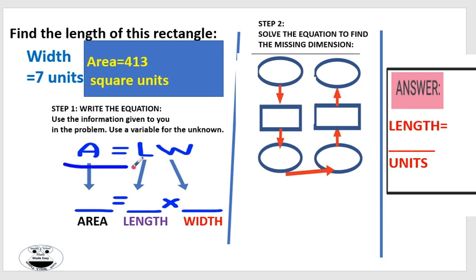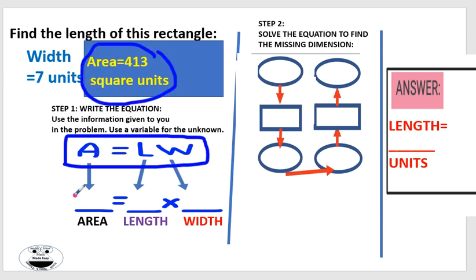We're going to start with this formula. The formula for the area of a rectangle is A equals LW, and we went over last video how LW means to multiply. So let's jump right in with A, area. Do we know the area? Yes, we do. That is right over here. The area is 413 square units.